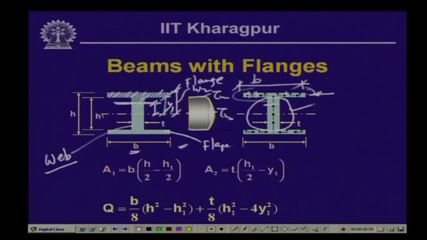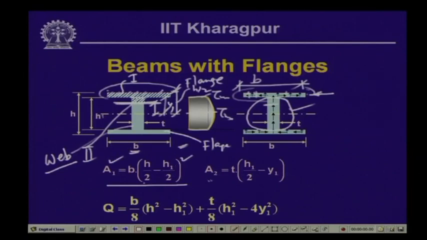Now, since we are evaluating the shear stress at this cross section, which is at a distance of y 1 from the neutral axis, we take the moment of this particular part of the area. We divide this part into two segments: this we call rectangle 1 and this part we call rectangle 2. For rectangle 1, the width is b and the thickness is h by 2 minus h 1 by 2. Hence, this is the area A 1.